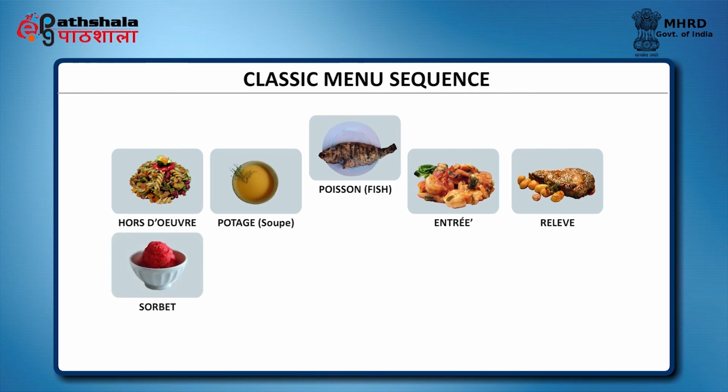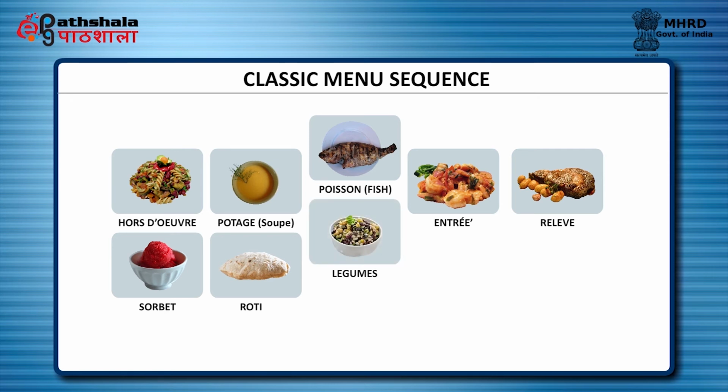Sorbet is considered as a rest course and is mainly ice water flavored and sweetened with fruits and fruit juices. Our next course is roti. In this course, game birds like chicken, pigeon, duck and so on are served. Legumes: different kinds of vegetables like carrots, lettuce, mushrooms, artichokes are served in this course.